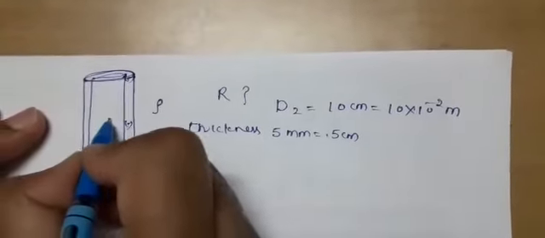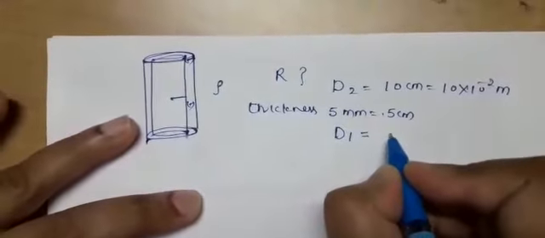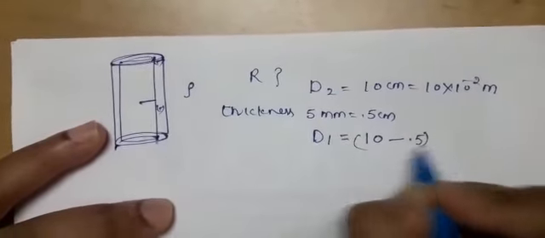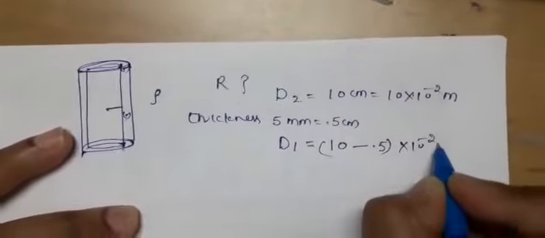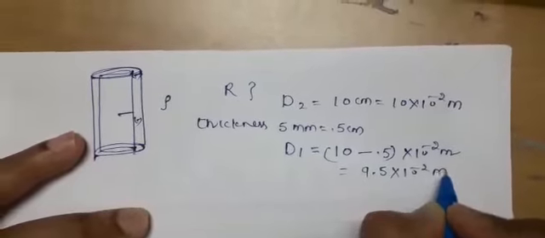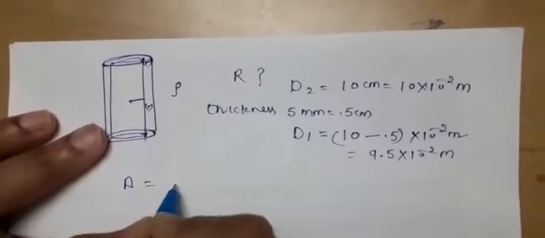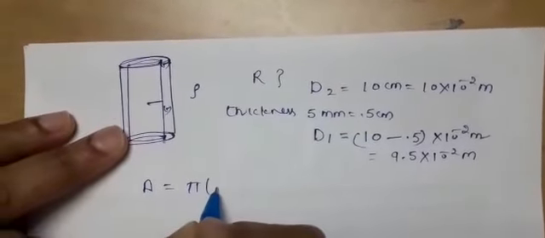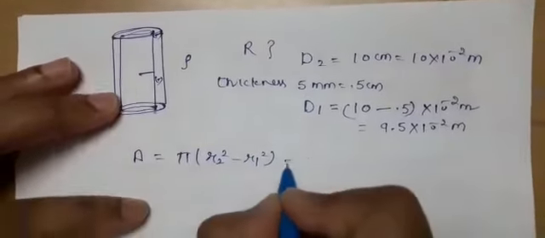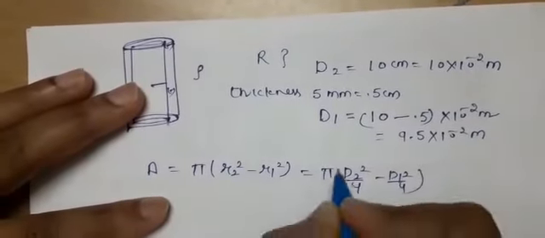Now the internal diameter, let it be d1, will be obtained as 10 centimeter minus the thickness 0.5, multiplied by 10 raised to the power minus 2, which will be in meter. So it will be 9.5 into 10 raised to the power minus 2 meter. Now as we have to find the area, the total area will be pi times r2 square minus r1 square. This will be equal to pi times d2 square by 4 minus d1 square by 4.